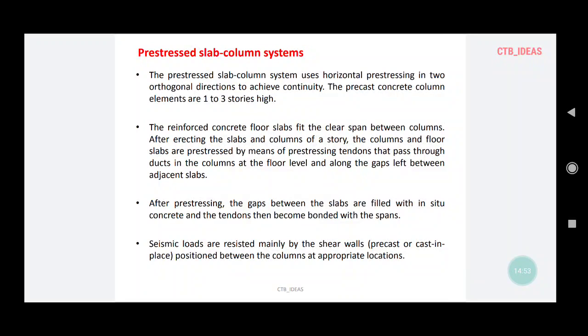So tendons are stretched in both the directions, and then it is secured. After pre-stressing, the gaps between the slabs are filled with in situ concrete, and the tendons then become bonded with the spans. So having stretched those tendons, you pour the in situ concrete there, and thus the joineries are secured. Seismic loads are resisted mainly by shear walls, precast or cast in place, positioned in between columns at appropriate locations.